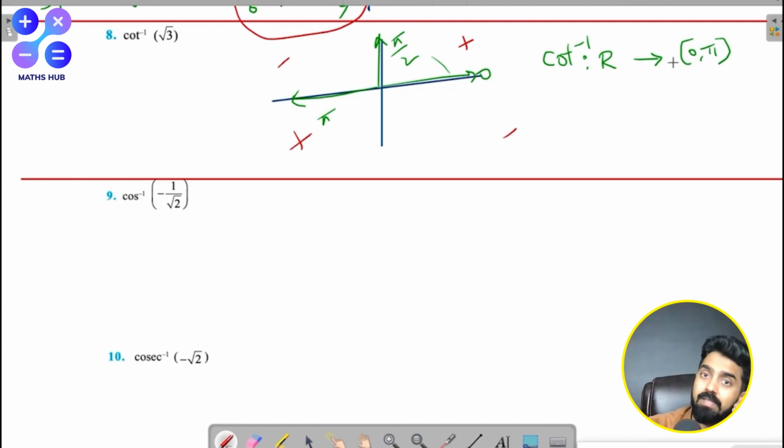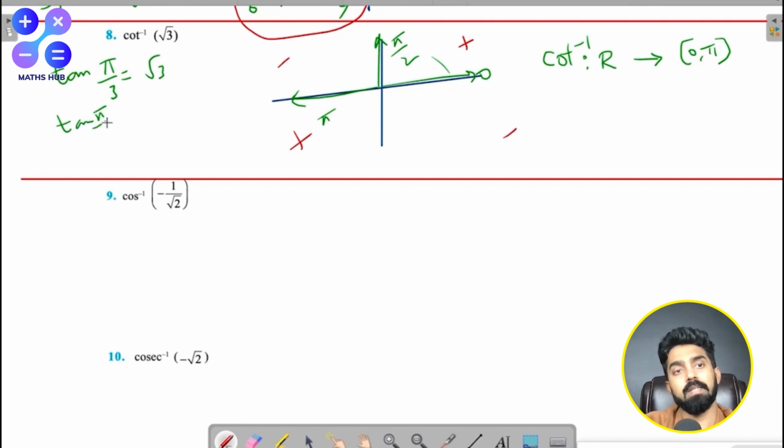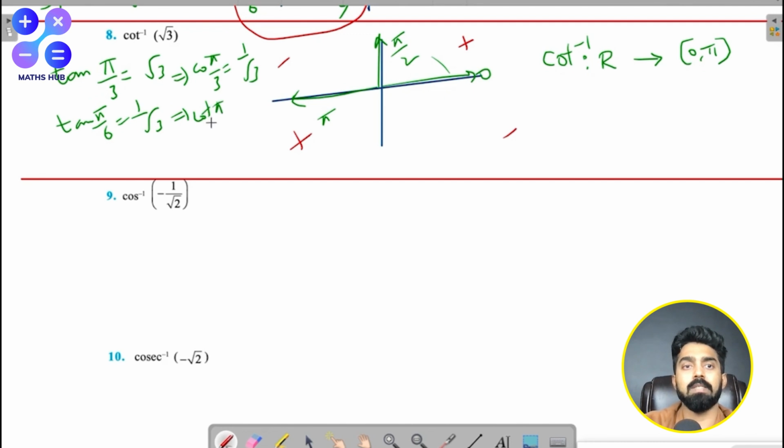And again, remember, this is the principal branch. It can be many other different values, but we need to only find the principal value. So between 0 to pi by 2 is where the angle of cot inverse of root 3 lies, right? So we know that tan pi by 3 is root 3 and tan pi by 6 is 1 by root 3. So this would mean cot pi by 3 is 1 by root 3 and cot pi by 6 is root 3. This is directly given as our answer, right?